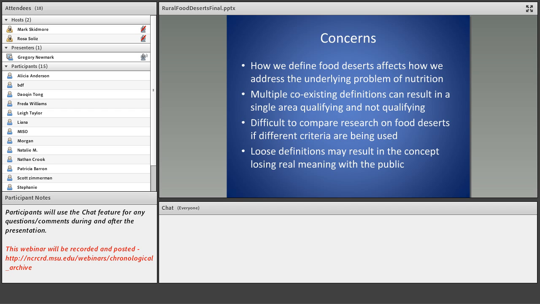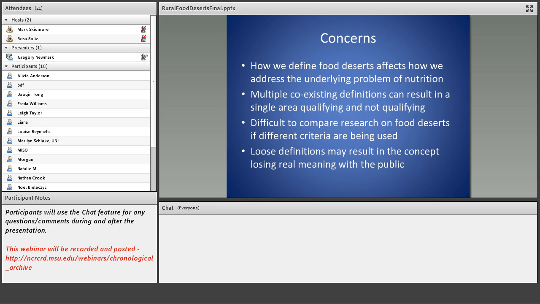So we basically feel that the definition of a food desert really affects how we understand the problem of nutrition and how we address it. And we're concerned that multiple coexisting definitions can result in, say, a single area qualifying and not qualifying for certain programs. For example, the ERS definition that I cited is actually one of 4 different definitions, and you would qualify under one and not under others. But even more broadly, it's very difficult to compare research on food deserts because so many different criteria are being used.